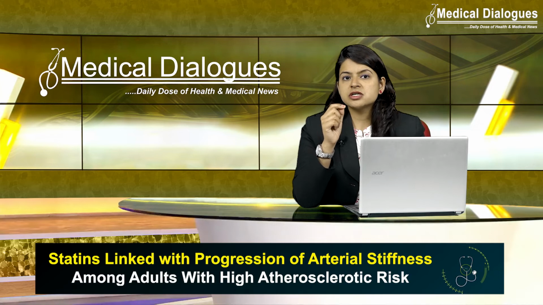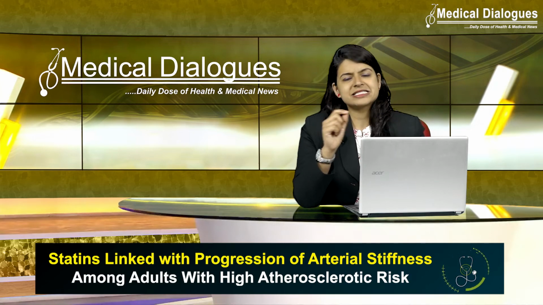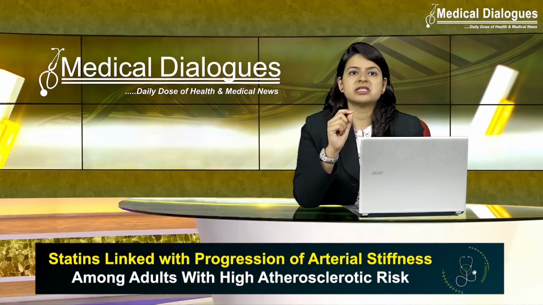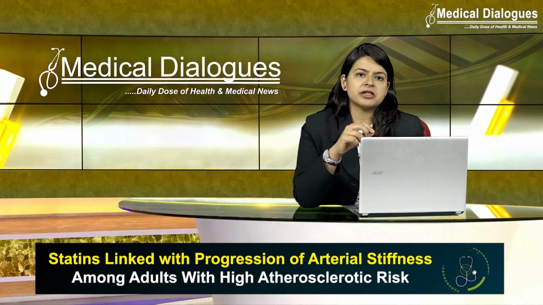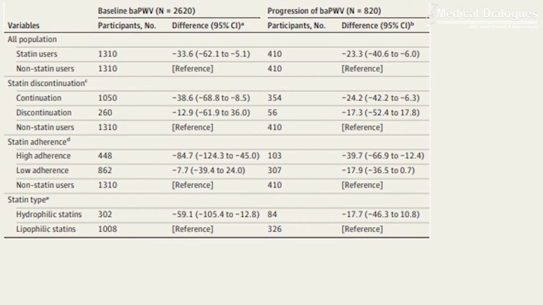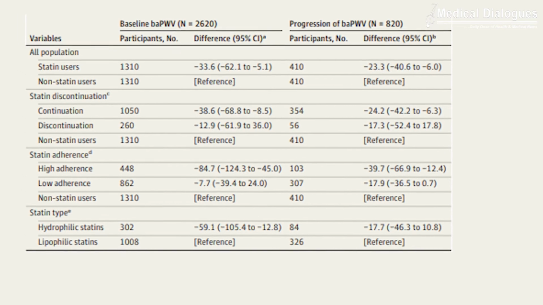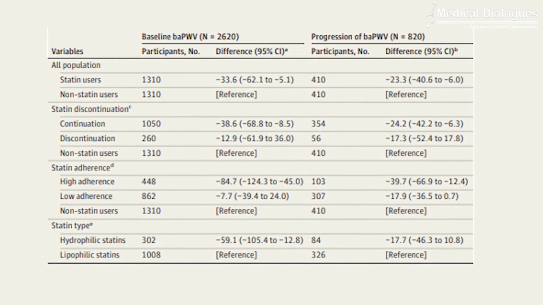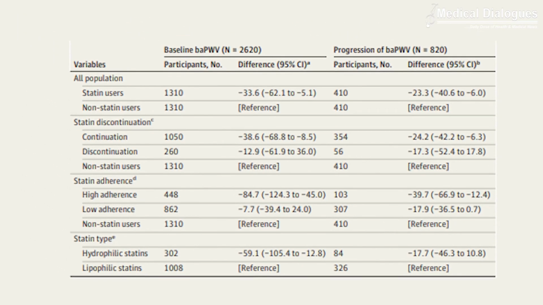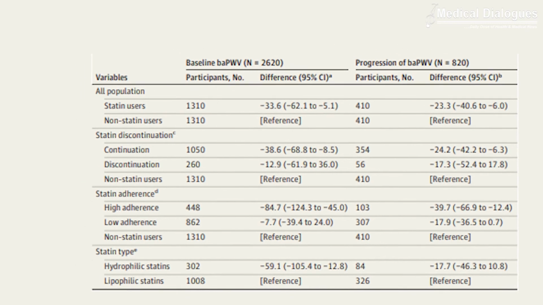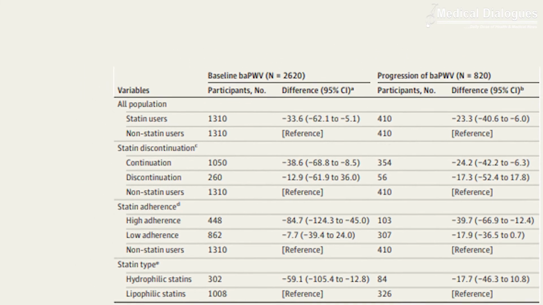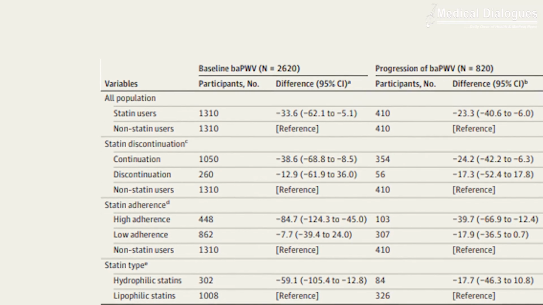The statin users were those who were prescribed any statin medication at least 6 months before the brachial ankle pulse wave velocity measurements. The results also showed that among the 5,100 adults with the assessment of this velocity, 1,310 statin users were matched with 1,310 non-statin users. That is, the matching ratio was 1:1.